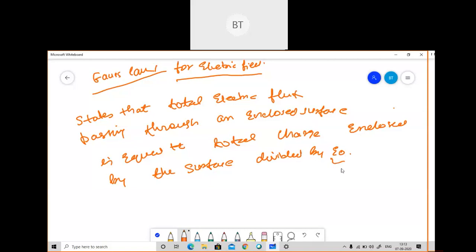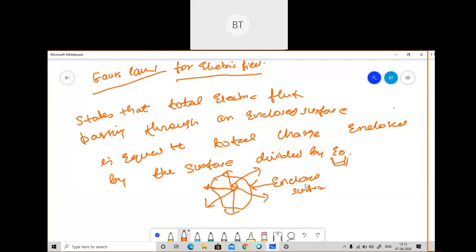So see, let's suppose this is our enclosed surface, and I am putting one electric charge here. So charge Q is placed inside this enclosed surface. Then the electric flux passing through this enclosed surface will be like this. That will be the charge enclosed by the surface divided by epsilon naught.